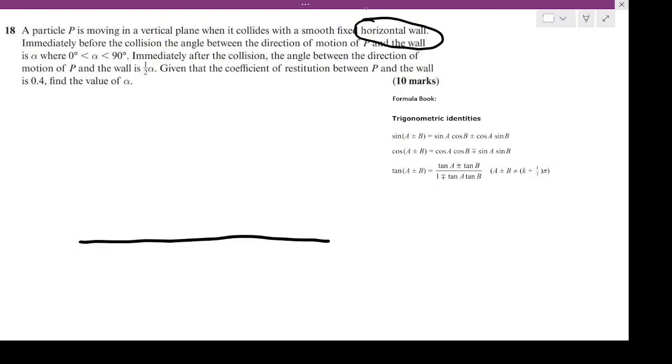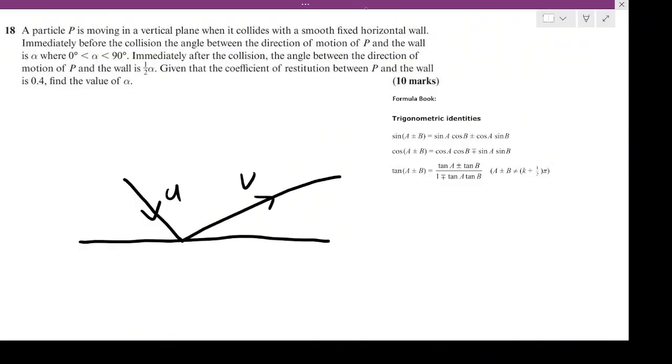And so I've got my speeds. So beforehand, let's say it collides like that. And before, I'm not told any speed, so I'm just going to call it u. Then afterwards, it has speed v. So I'm not told any speeds, but I am told the angles. So before, the angle is alpha. Then afterwards, the angle is a half alpha. And there we are, really. That's pretty much all the information we're given. Obviously, E is also 0.4. Okay, I'll make a note of that.